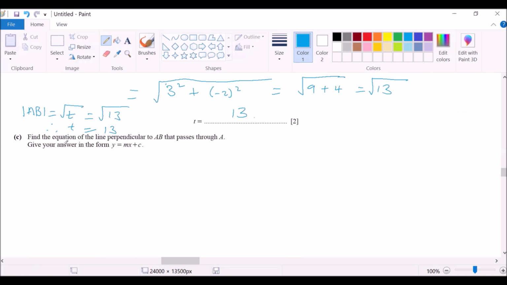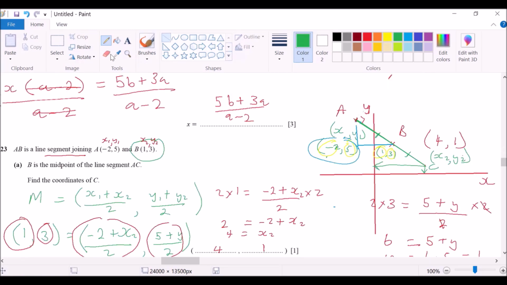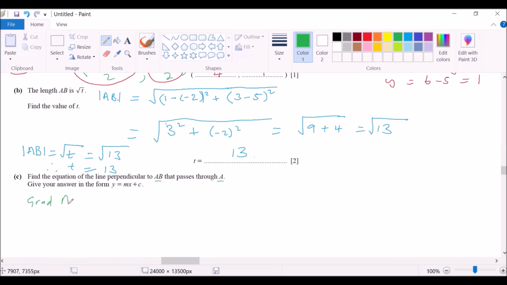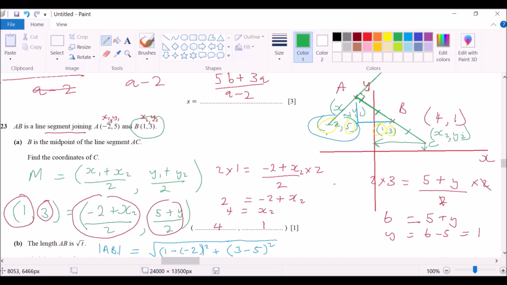Let's go to C. Find the equation of the line perpendicular to AB that passes through A. So we want the equation of this line, which is perpendicular to AB and passes through A, which is (-2, 5). First, we need to find the gradient of AB so that we can find the gradient of the perpendicular line. So we start by saying gradient of AB is (y1 minus y2) over (x1 minus x2), where this is x1, this is y1, this is x2, this is y2.